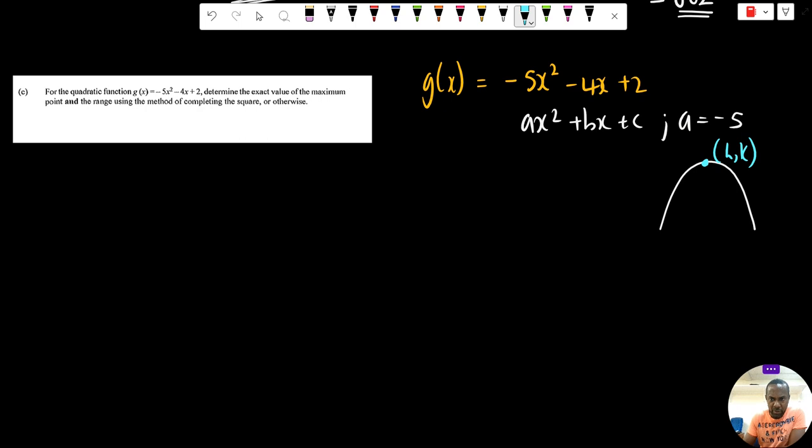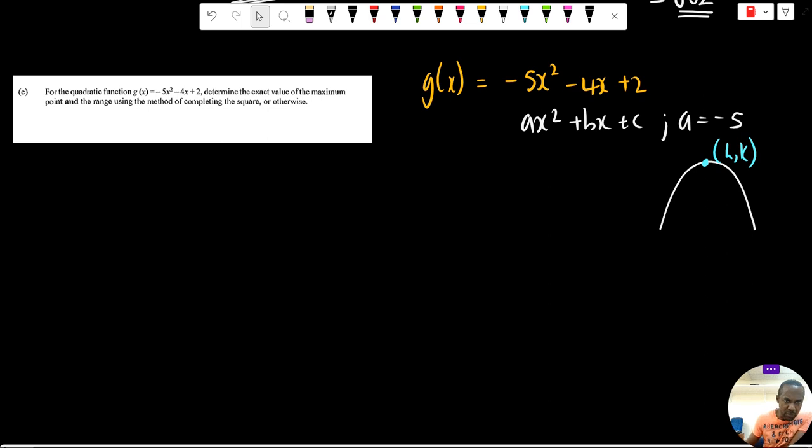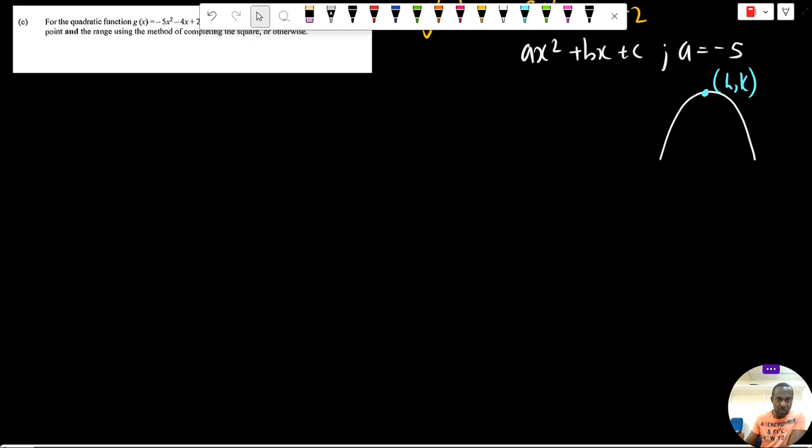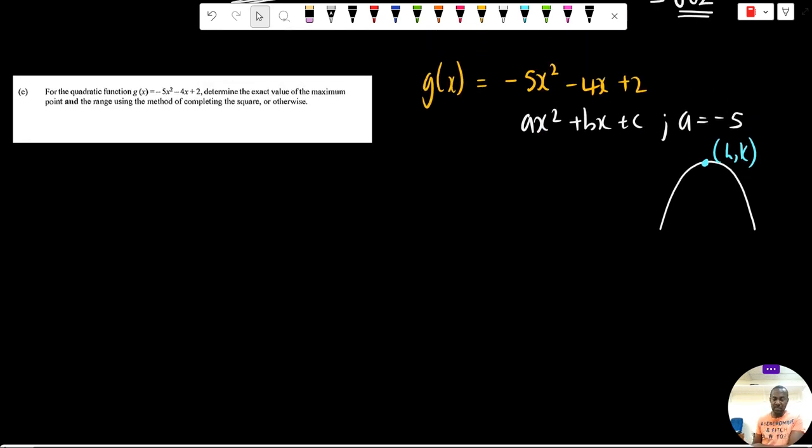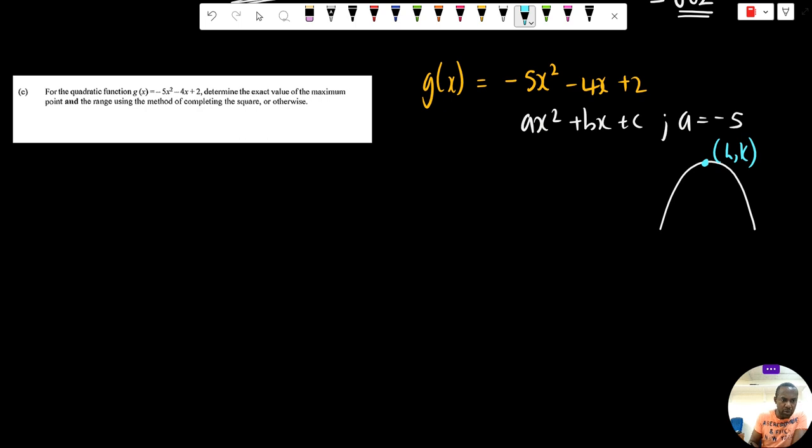Well, we could find the x and the y coordinate, right? So how do we go about doing this? Well, they tell us that we can either use the method of completing the square or otherwise. So let's first use the otherwise method. Now, from our knowledge of quadratic equations, we're supposed to know that the turning point occurs where x is equal to minus b over 2a.